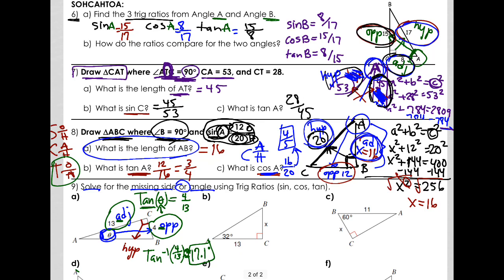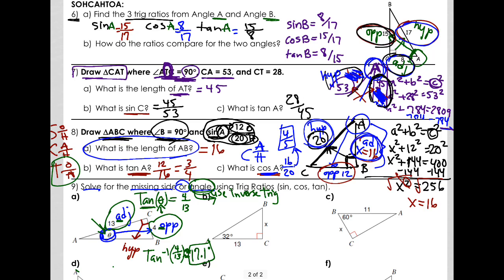So whenever you're finding an angle measure, for angle measures, use inverse trig functions. Anytime it's an angle.